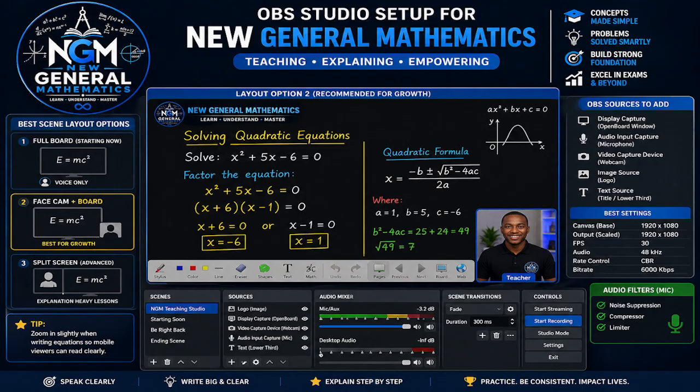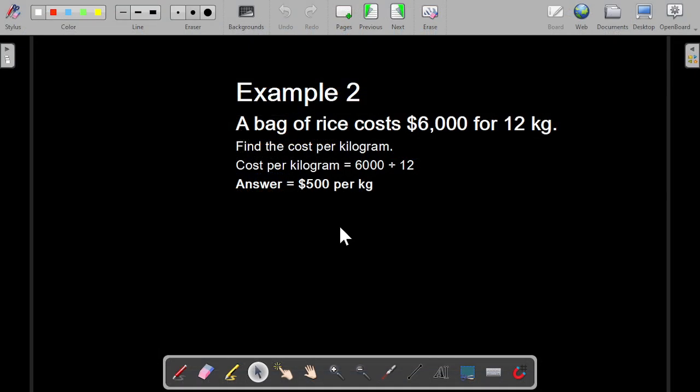Let us look into example 2, the second example. It says a bag of rice costs $6,000 for 12 kg. Now, the problem here is: find the cost per kilogram. A bag of rice costs $6,000 for 12 kilograms. How much is it per kilogram? That is rate. Rate deals with per, for each.